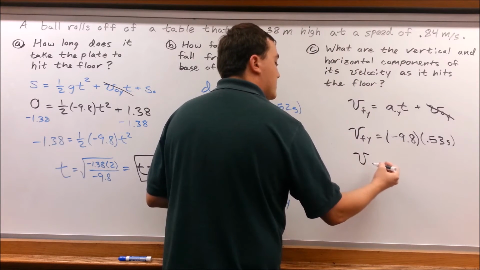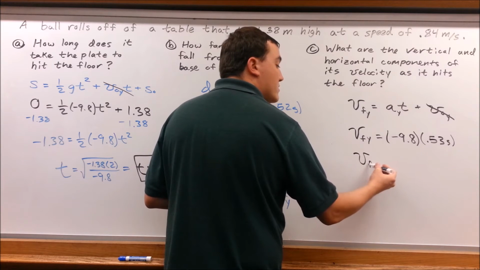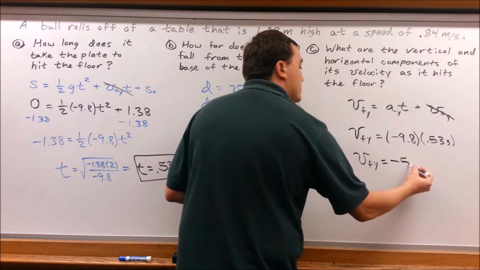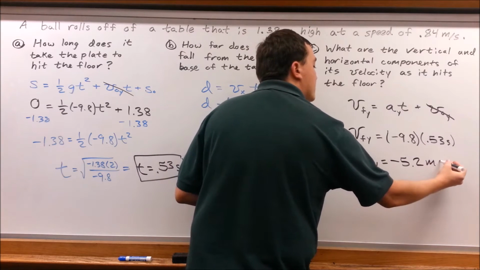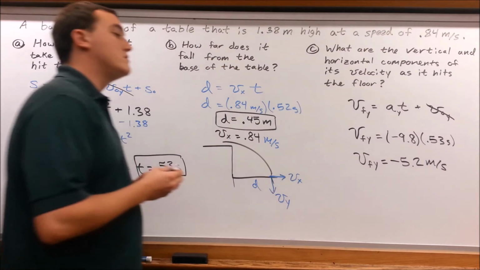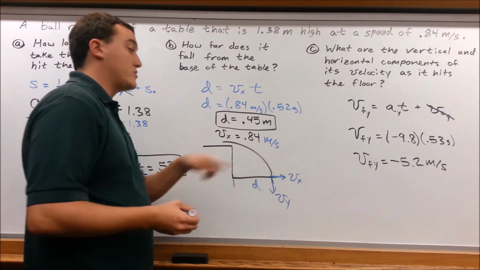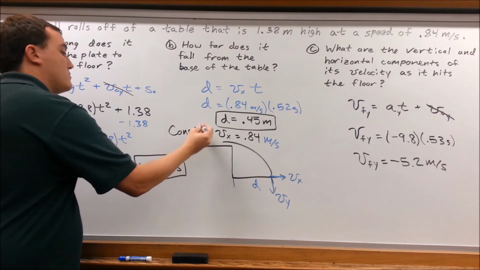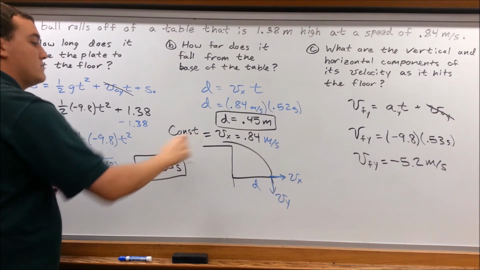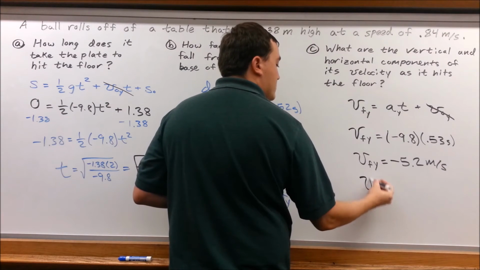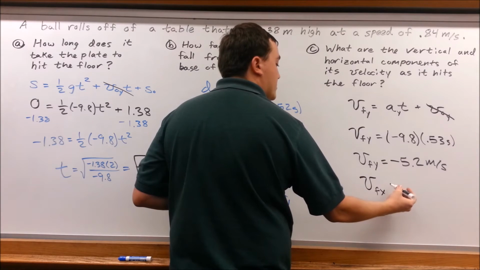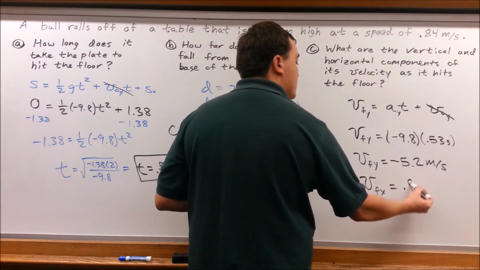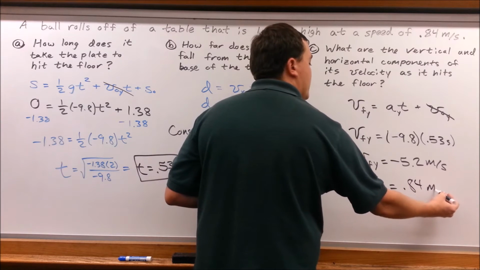So our velocity in the y direction when it hits the ground is negative 5.2 meters per second. And the velocity in the x direction has never changed. This is a constant. So our final velocity in the x direction is the same as what it was before, 0.84 meters per second.